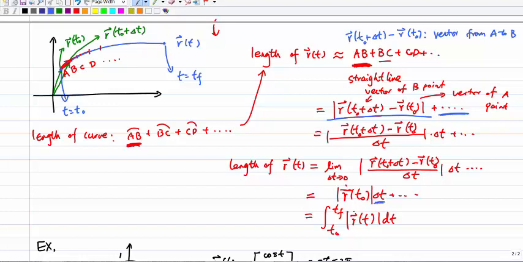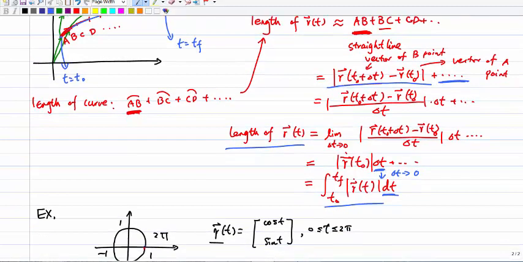When you let the delta T approach zero, you become dt, the integration part. That's why the length of the curve is just the integration of the norm of R dot T dt, as T moves from T0 to Tf. So that's why that's the case.